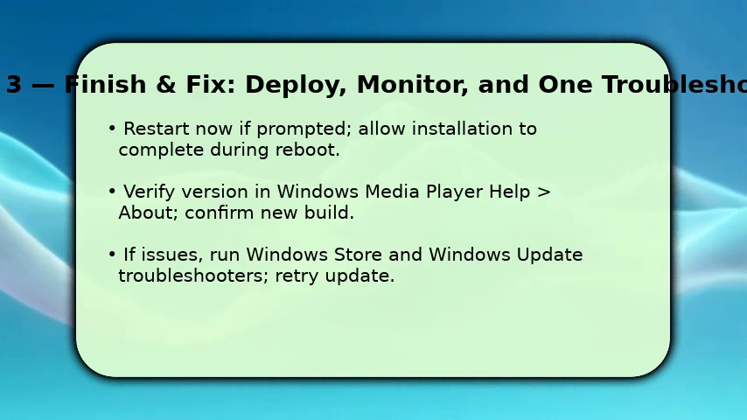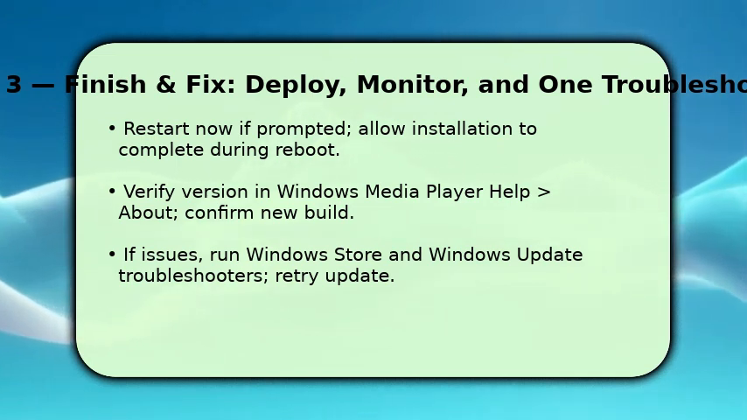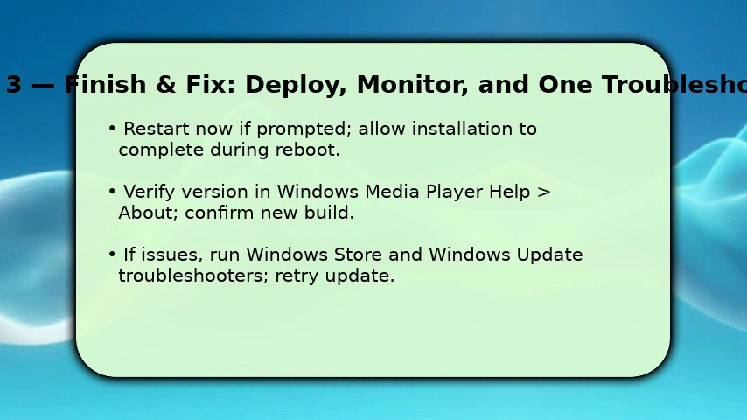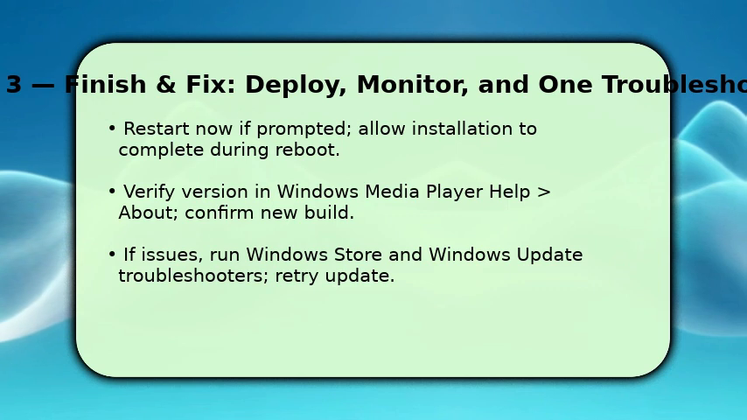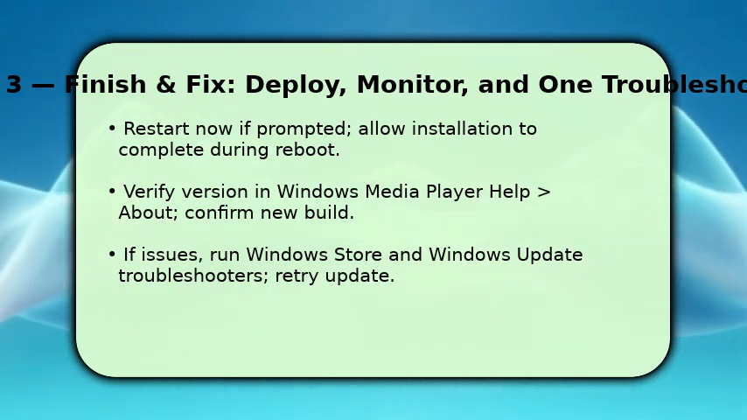This verifies success. If the update failed or Media Player misbehaves, run the Windows Update Troubleshooter and the Microsoft Store Troubleshooter, then try the update again. If problems persist, sign out and back in, or create a fresh user profile to isolate settings conflicts. These steps fix most installation or permission errors.